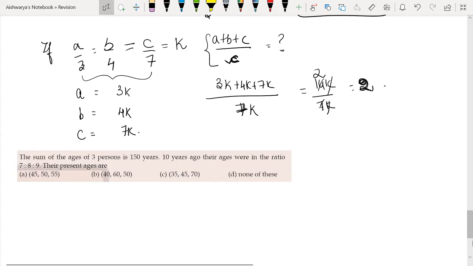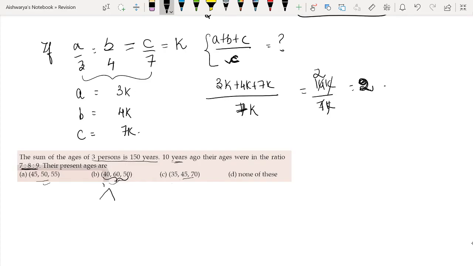See, the moment you say the sum of ages of 3 persons is 150 years, first check this. See that this is totaling up to 150. What about this? 40 plus 40 is 80, 80 plus 70 is 150. That is also totaling up. Now, 10 years ago, their ages were in the ratio 7 is to 8 is to 9. Look at the symmetry. It's increasing in a linear manner, right? 7, 8, 9. If that is the case, then look at this pattern.